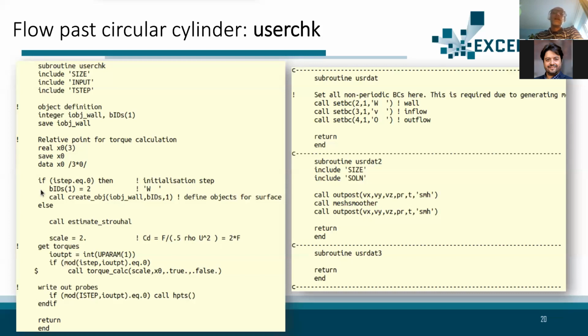So during the initialization, I generate the object, and during the time loop, every number of steps, you see here, I have some mod iStep IO output. There is some every number of steps. I call the torque calculation, and this torque will be calculated on the object which I define during my initialization.